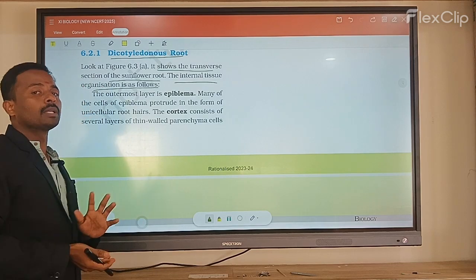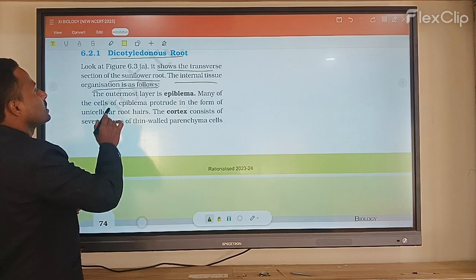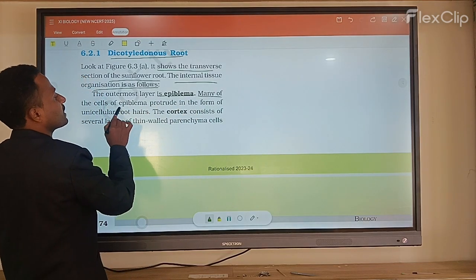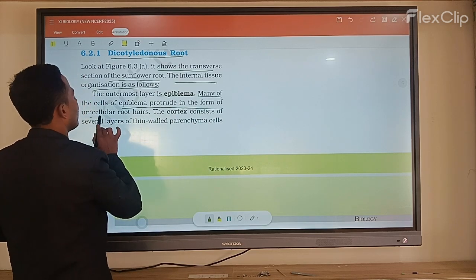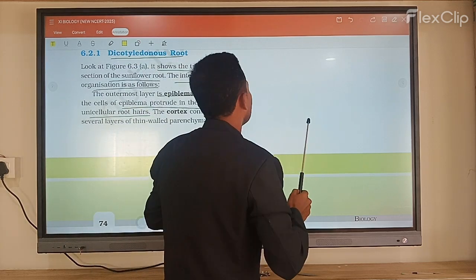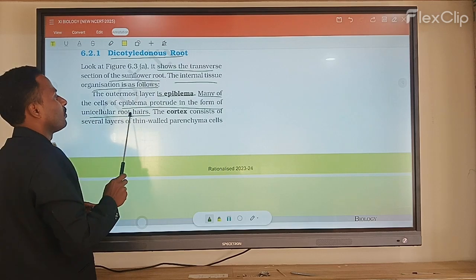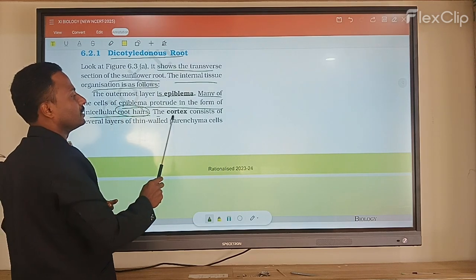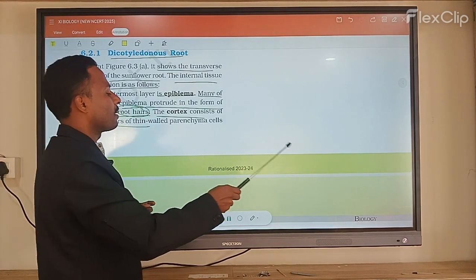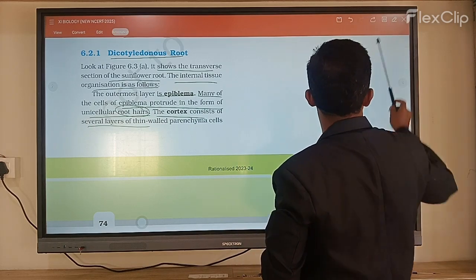When you observe a dicotyledon sunflower root, the outermost layer is the epidermis, made of many cells, which form unicellular root hairs. So the outermost layer is called the epidermis, and root hairs are also present. The cortex consists of several layers of thin-walled parenchyma cells.